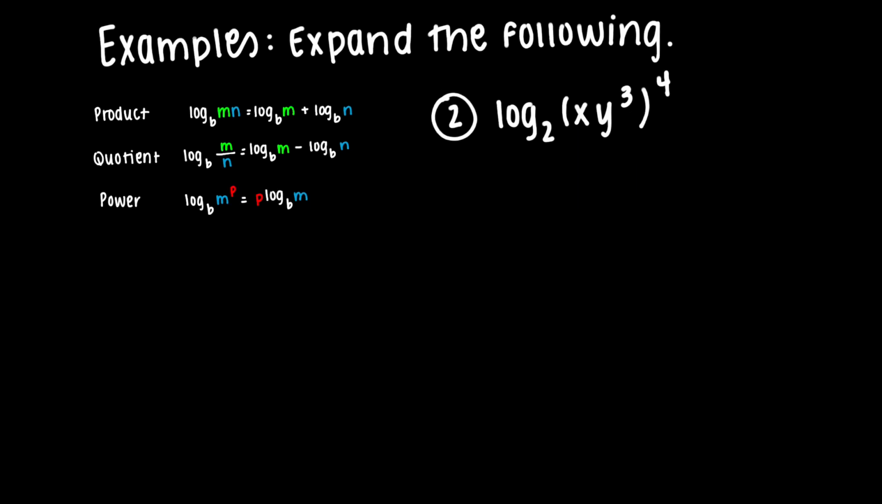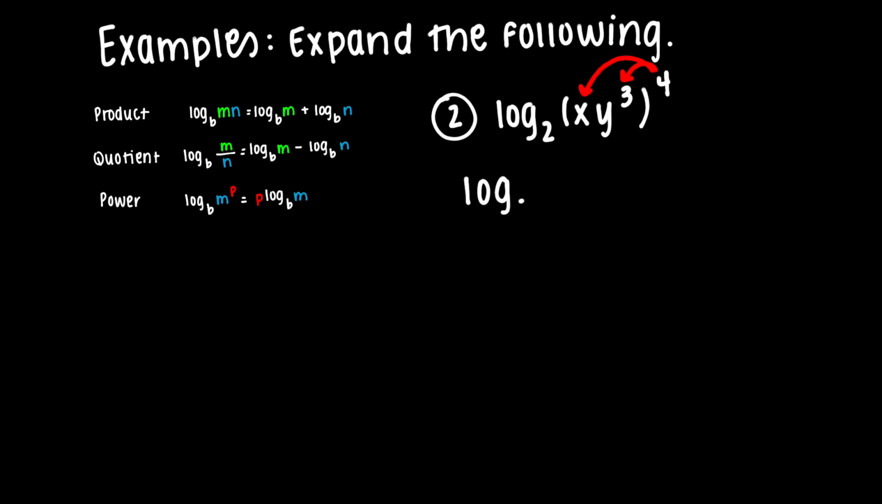So in example 2, I'm asking you to expand log base 2 of x times y to the 3rd, all raised to the 4th. You kind of have to remember your exponent rules here because we need to get rid of the parentheses first. To do that, I actually have to take that exponent of 4 and do my power of a power rule, which means I'm going to multiply the exponents.